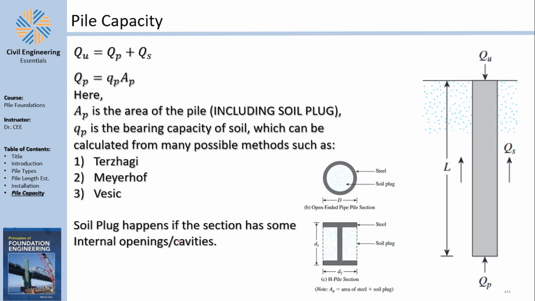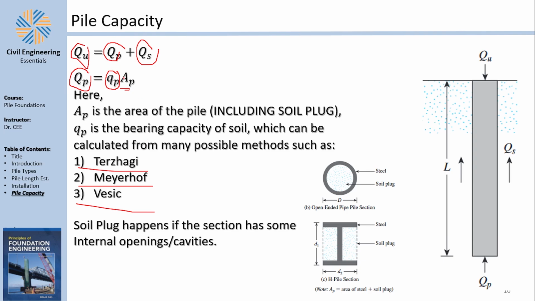Now for the pile capacity. The pile capacity is Q ultimate, which equals the Q of the tip plus the Q of the skin. And of course, one of them could be much more than the other, making it a bearing pile or a friction pile. But in this case, we are going to talk about both. The strength of the tip is equal to the area of the tip multiplied by the bearing capacity of the tip. Now, the bearing capacity of the tip is something we are going to be talking about in different videos because you have Terzaghi's method, Meyerhof's method, and Vesic's method. Each method has its own assumptions, so this needs to be explained in another video.